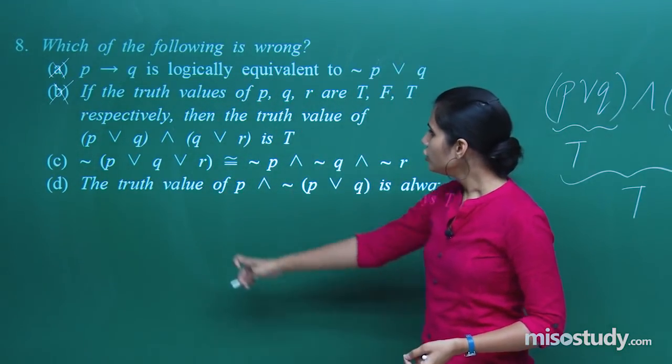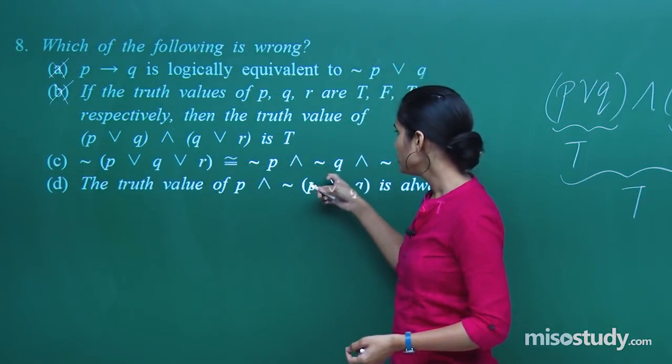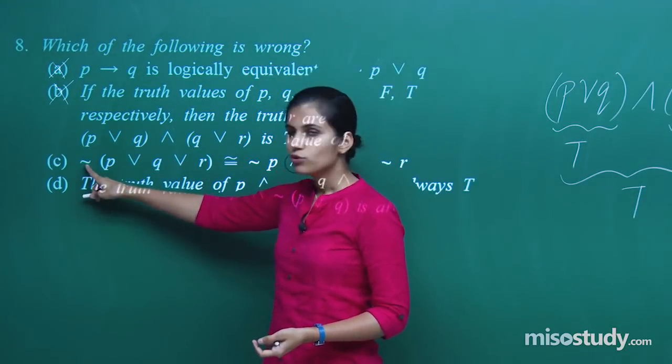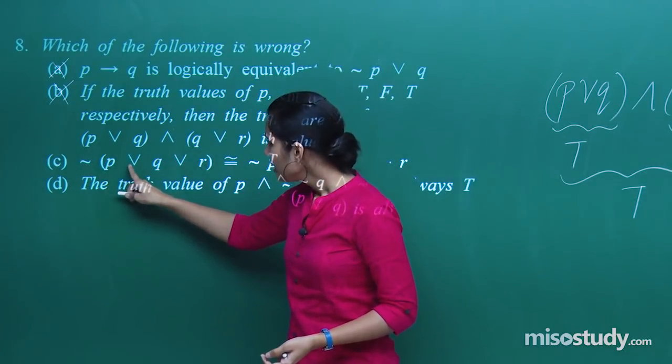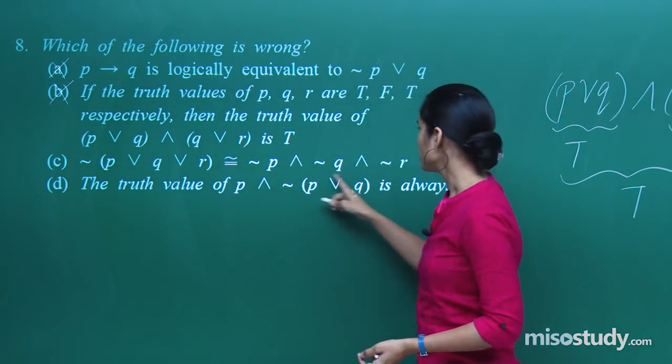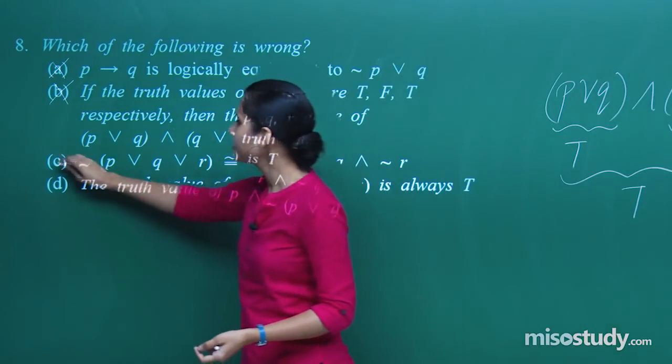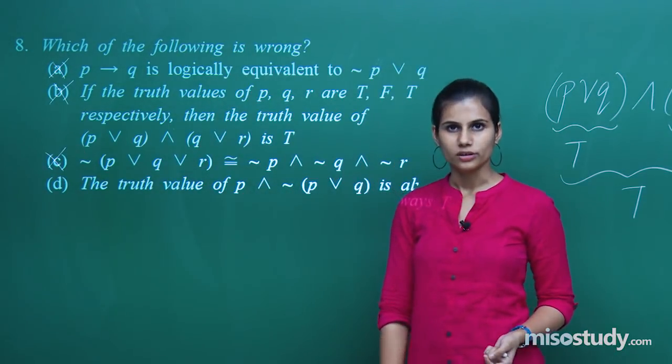Then you have not of this is logically equivalent to this. Now this is very easy. You know by the rule, this is not P and not Q and not R. So this is again the right thing, and for this question it is wrong.